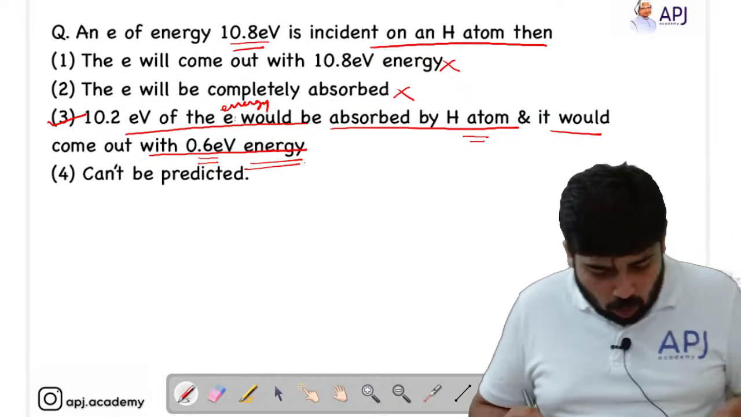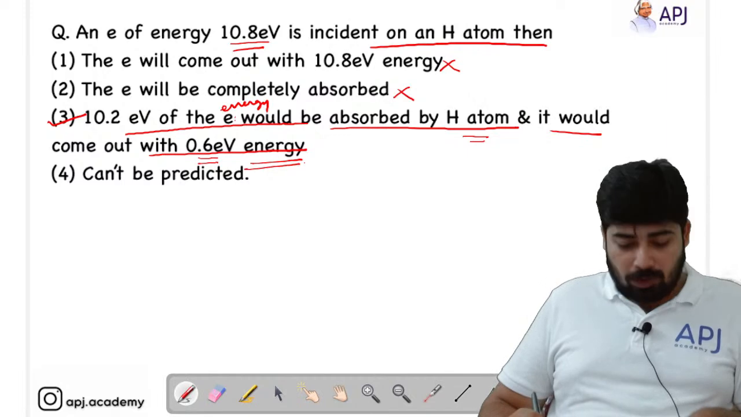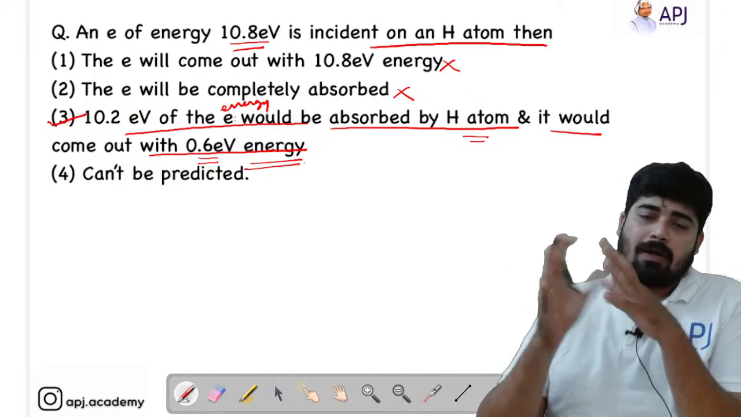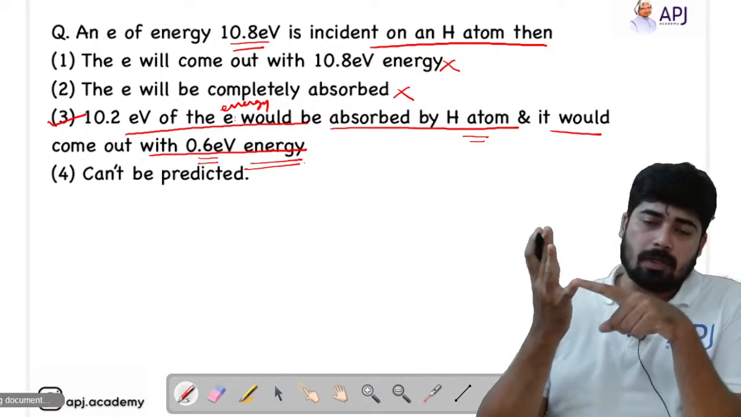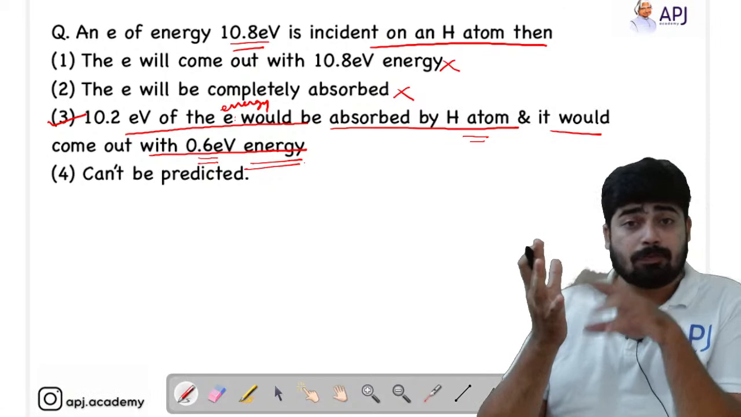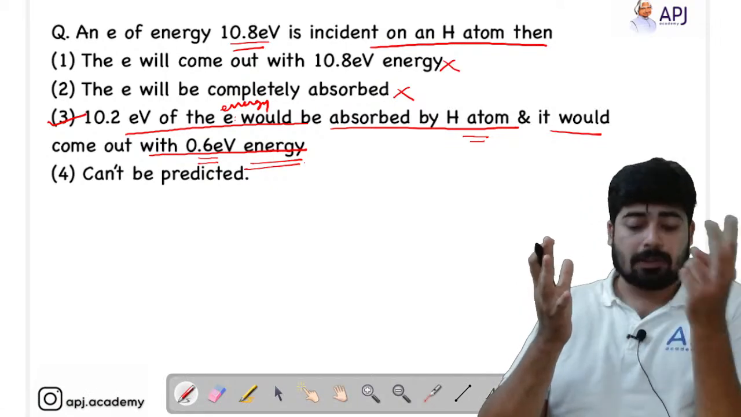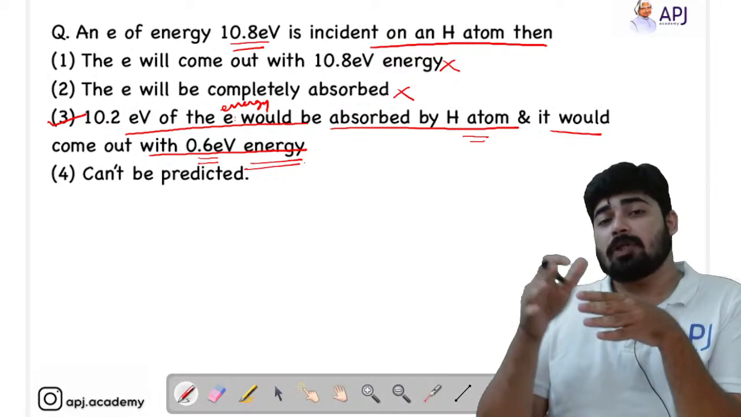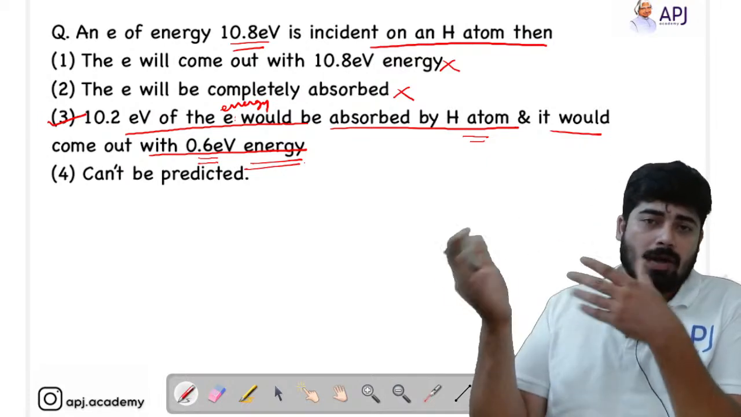So hope this is clear. That's all with today's lecture. We have covered the hydrogen spectrum. From atomic structure, we have covered the Bohr model, we have covered the hydrogen spectrum, that is both the absorption as well as the emission spectrum. Now in the next class, we will be discussing the quantum mechanical model and the quantum numbers.